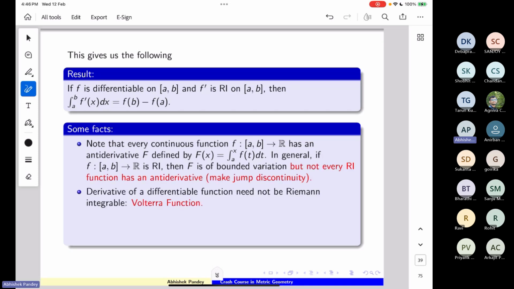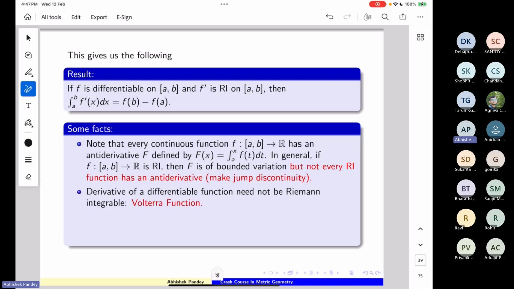But not every Riemann integrable function has an antiderivative. Basically, you take a function f that is continuous almost everywhere, and you make a jump discontinuity where it is discontinuous. Once you have a jump discontinuity, it will not be a derivative of any other function. And the other thing is that the derivative of a differentiable function need not be Riemann integrable. That is basically the Volterra function.